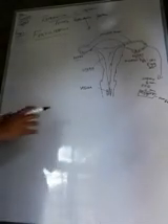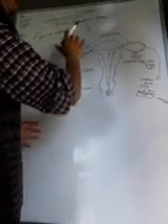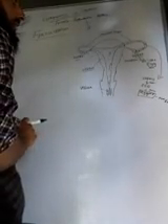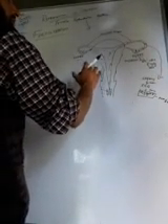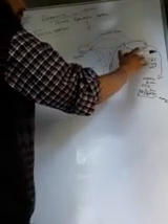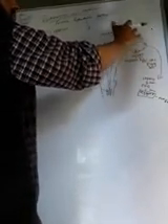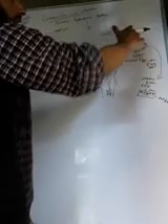Dear students, these are the organs of the female reproductive system: vagina, uterus, ovaries. These are the two ovaries, and these are the fallopian tubes. And today we will understand about fertilization. What does the word fertilization mean?